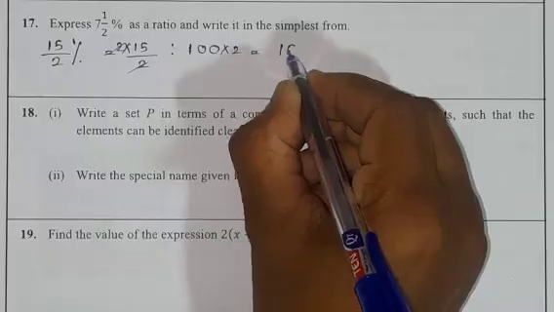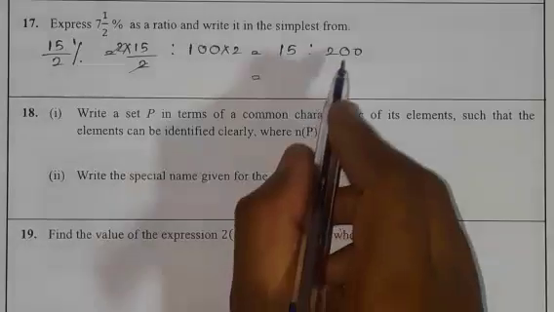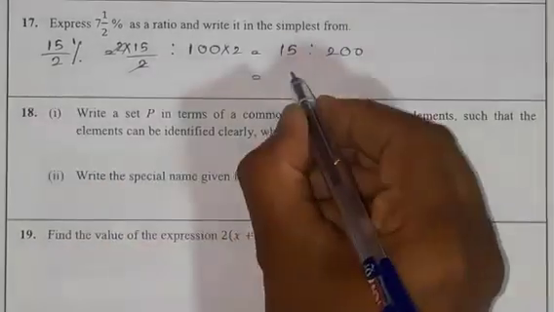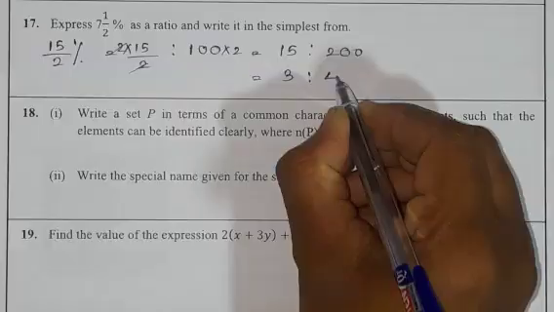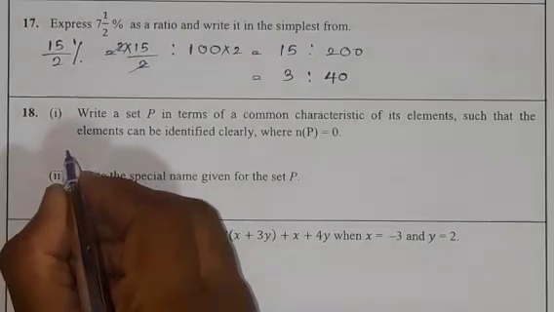Then it becomes 50 to 200. Now you can divide both terms by 5. 5 times 3, here 5 times 40. This is the simplest answer. Question number 18, first one. Write a set P in terms of a common characteristic of its elements such that the elements can be identified clearly, where n(P) equal to 0. That means no elements in the given set. What can you write for the set P?